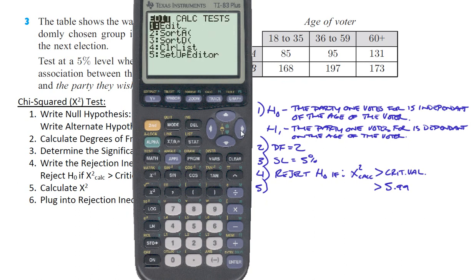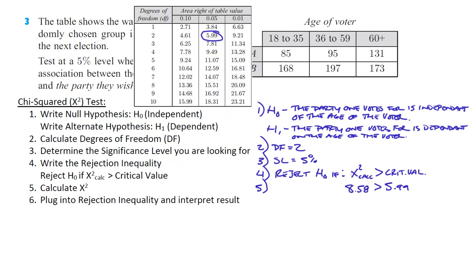So let's go back into stat, and we're going to do our chi-squared test. So I'll go down to C, chi-squared test, enter, enter, enter, enter, and our chi-squared is 8.58. So we got 8.58. Okay, so we are going to reject H0, our null hypothesis. And so therefore we're going to accept H1. So here's our H1.